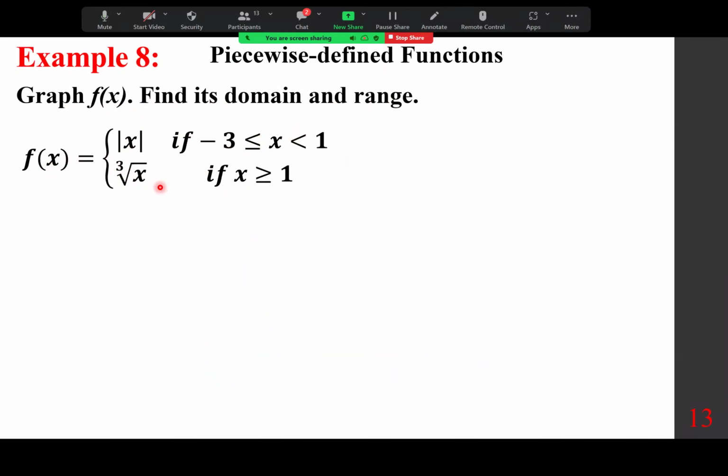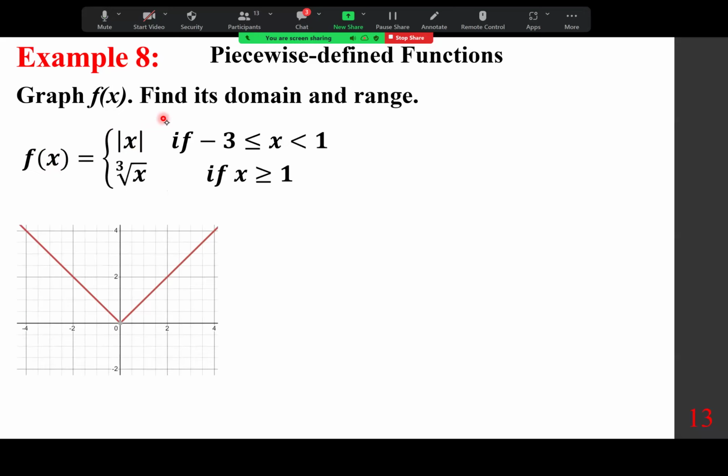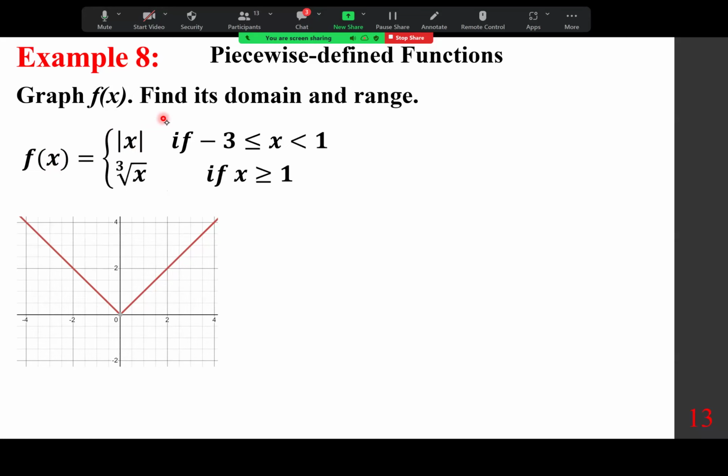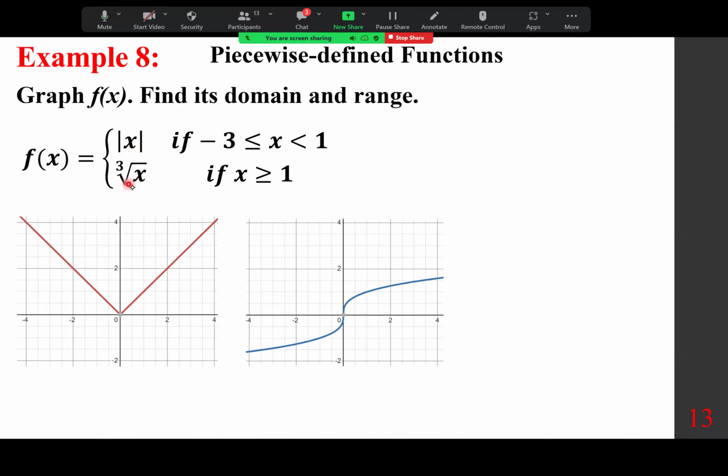So first, absolute value of x. So y equals absolute value of x. It's a V shape, and it looks like that. Cube root of x, y equals cube root of x, looks like this.